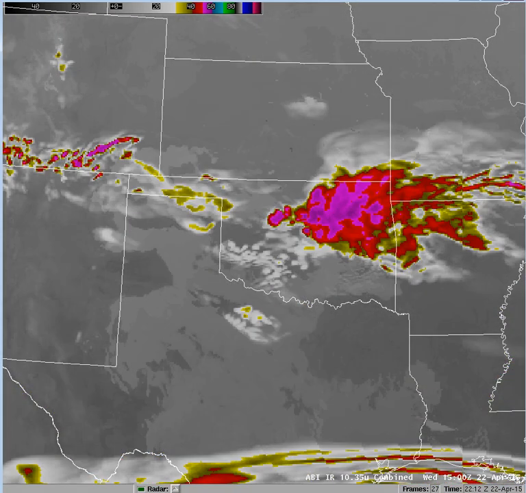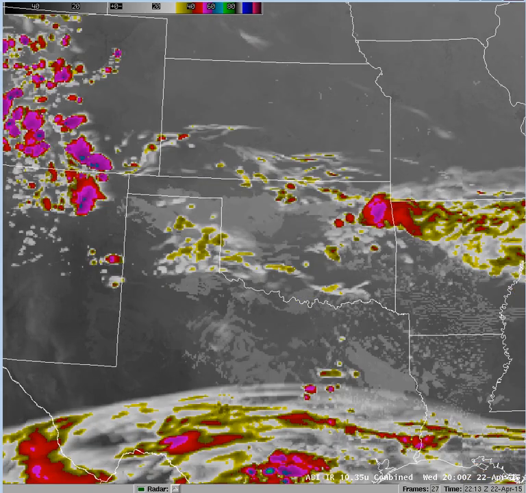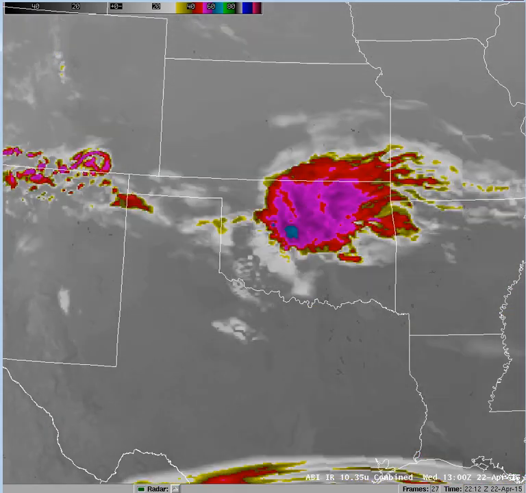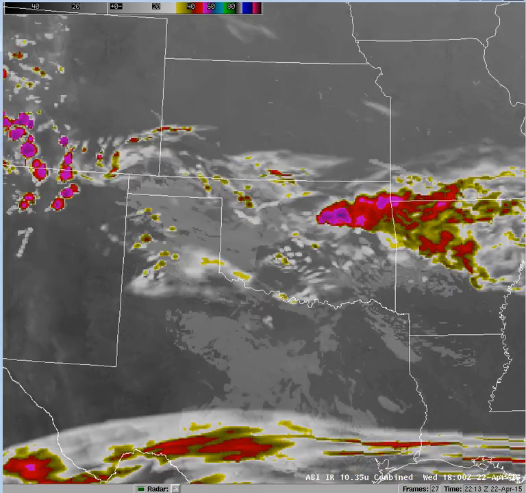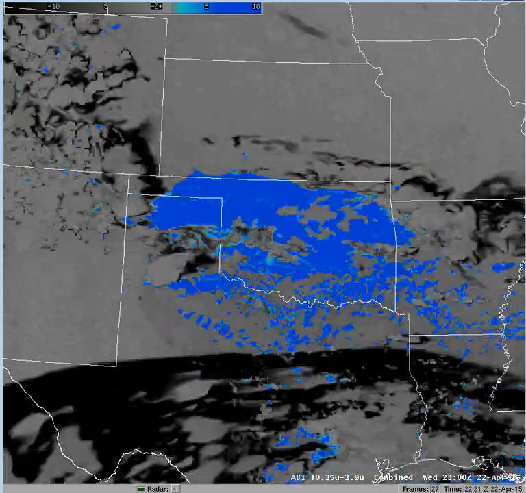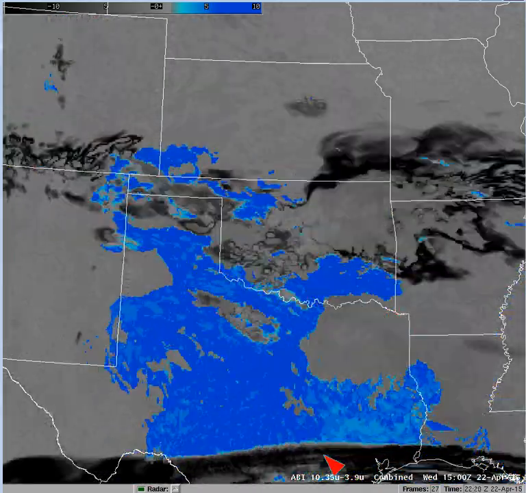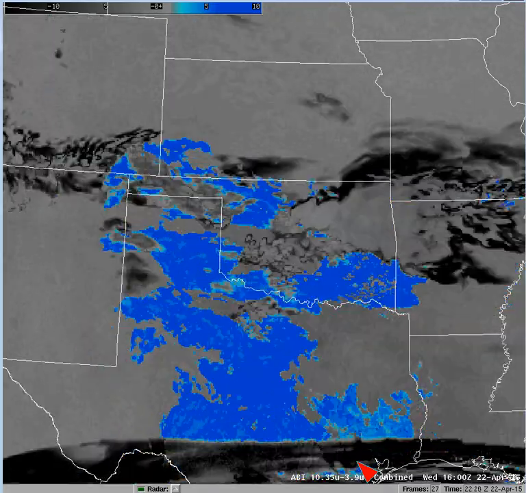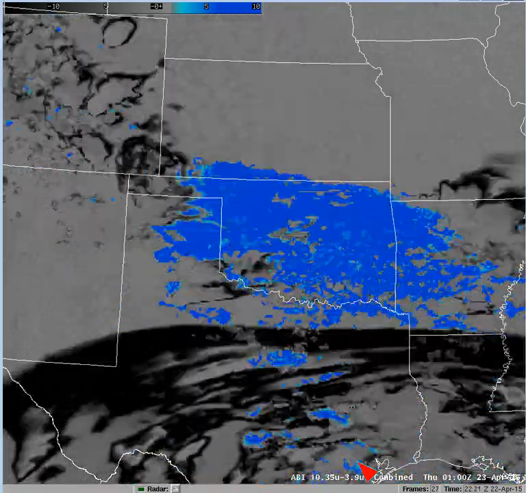Next, what we're going to look at is the synthetic low cloud and fog product to see if that can help us discern that low-level outflow boundary a little bit better. So here's the synthetic low cloud and fog product. It's just the 10.35 minus the 3.9 micron band. Again, forecast imagery that's starting at 10Z.